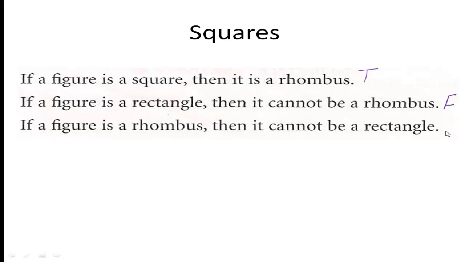If a figure is a rhombus, then it cannot be a rectangle. That is true because a rhombus has all sides congruent and a rectangle doesn't. The same reason as we had for the previous one. A rhombus, all congruent sides, a rectangle, 4 right angles. So if it's a rhombus, it cannot be a rectangle. Okay? So this is true.